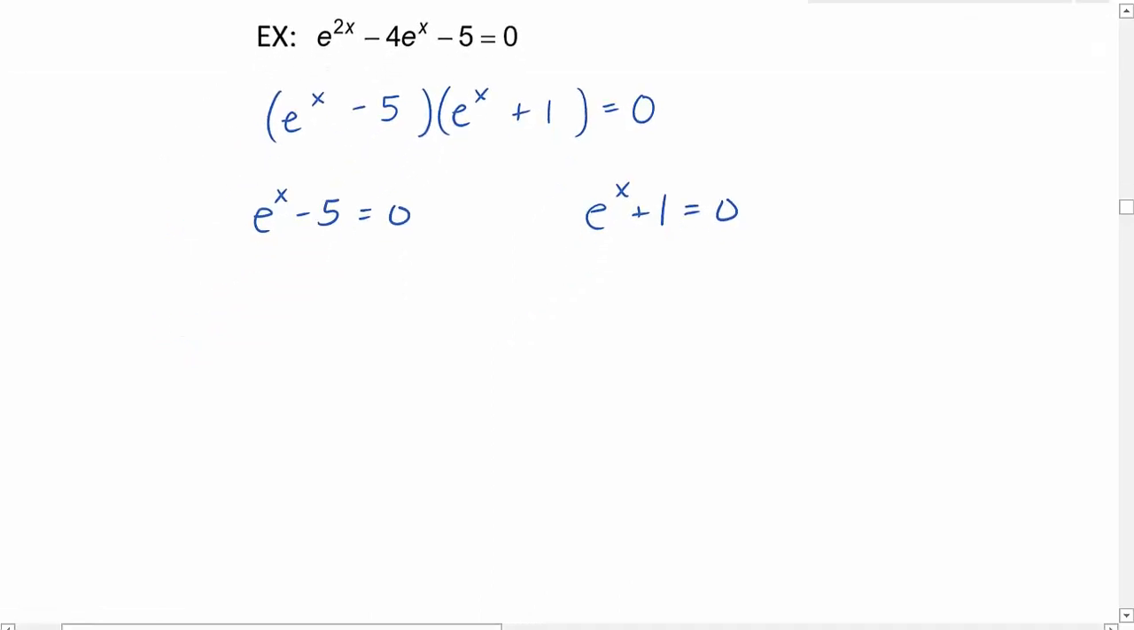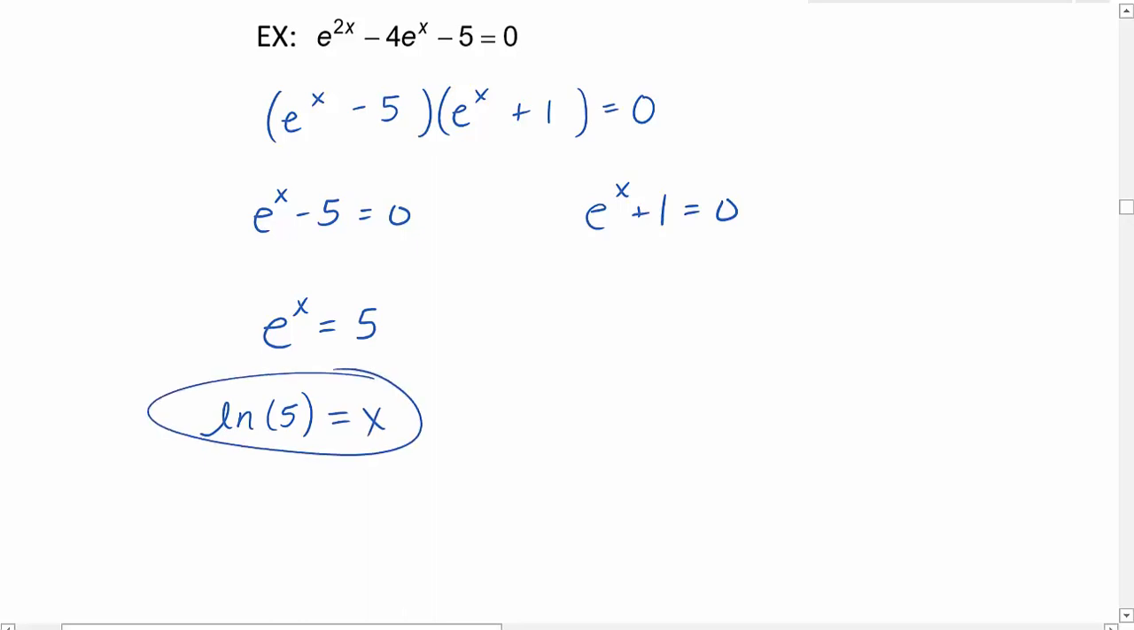Looking at e to the x minus 5 equals 0. We'll start by isolating the exponential. So e to the x is equal to 5. The one-to-one property won't work here, so we're going to go to our plan B and rewrite it in logarithmic form. This becomes the natural log of 5 is equal to x. There is our exact answer.